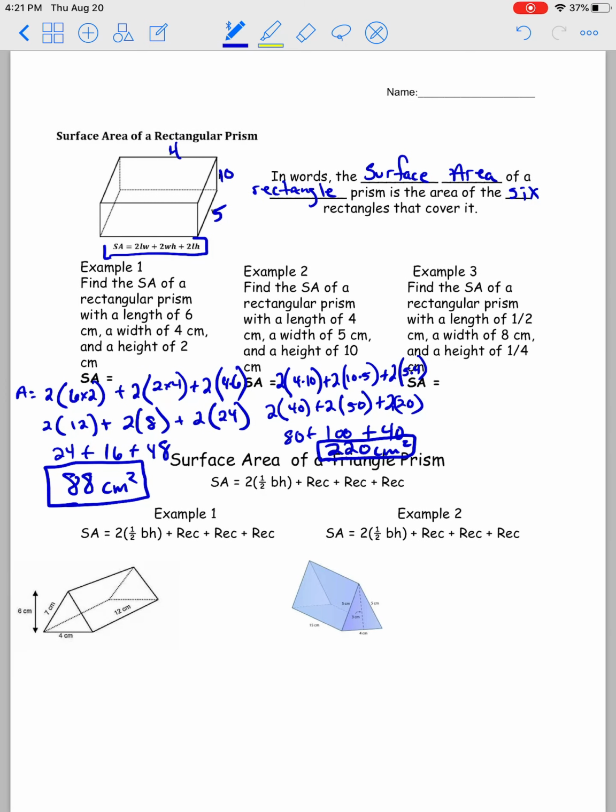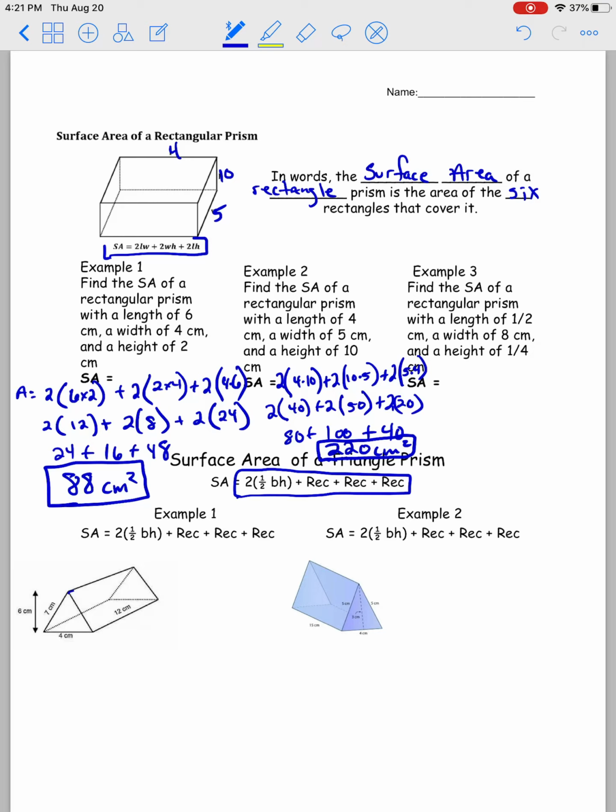Okay. Surface area of a triangular prism. Here's your formula. Now I know this looks really crazy. It's not that bad though. We know how to find the formula for triangles, right? We do. 1/2 base times height. Well, guess what? There's 2 triangles and they match. So if you find the area for one triangle, you simply multiply it by 2.